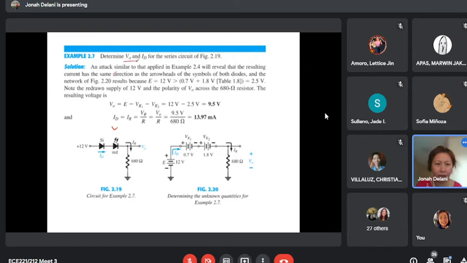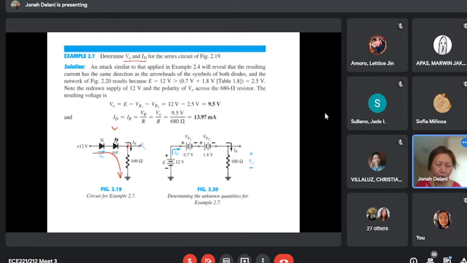Determine VO and ID. ID is the current. VO is here, the voltage here. I'm not sure if the blue markings are visible. If we examine it, VO is the voltage across the resistor. VO is actually VR.